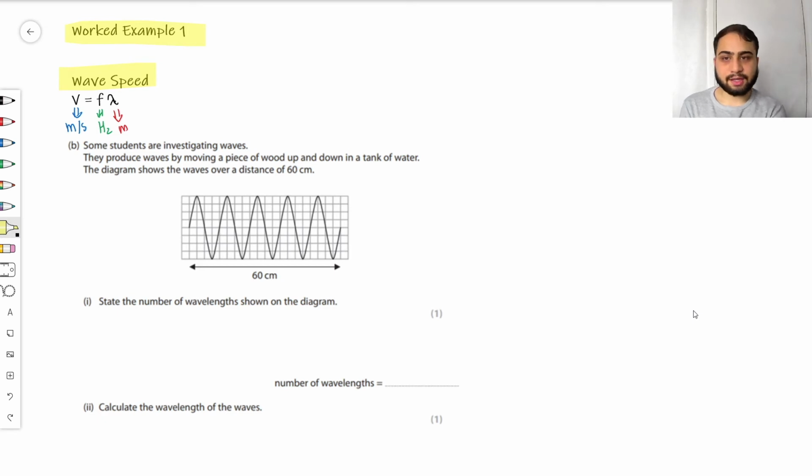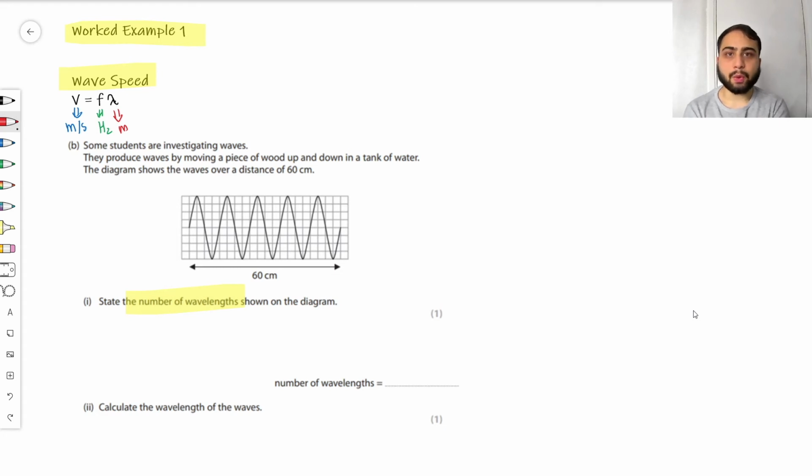Some students are investigating waves. They produce waves by moving a piece of wood up and down in a tank of water. This diagram shows the waves over a distance of 60 centimeters. Now, our first question is, state the number of wavelengths shown in the diagram. As always, we're going to highlight our keywords first. State the number of wavelengths shown on the diagram. It's not saying calculate the length of the wavelength, it's saying state the number of wavelengths. So let's have a look at our diagram.